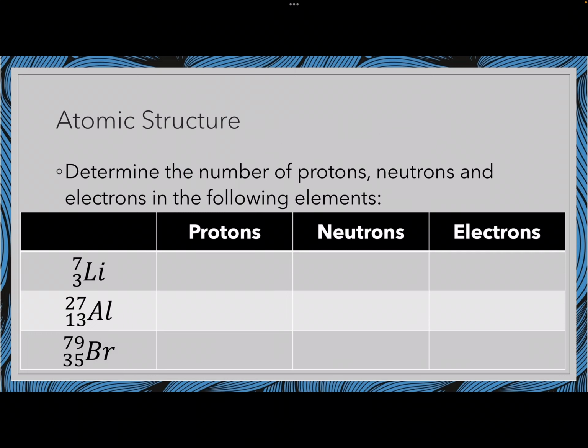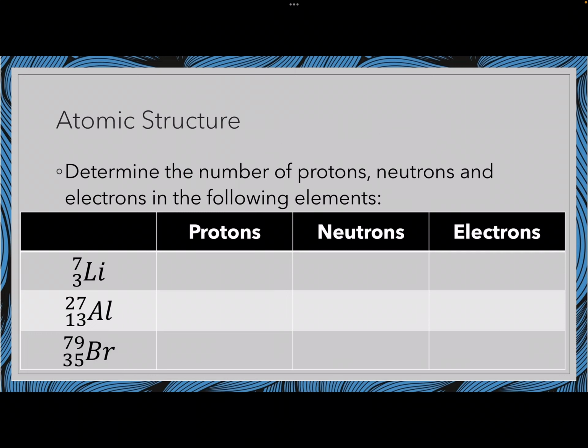So I'll get you to have a go at this. I've given you 3 examples here: lithium, aluminium, and bromine. Using the process that I just went through, have a go at determining the number of protons, neutrons, and electrons for each of these atoms. Just pause the video and we'll come back in a sec.